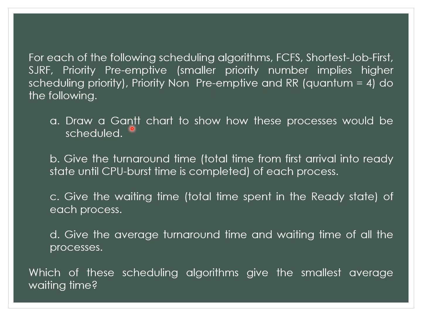First question, draw a Gantt chart to show how these processes would be scheduled. Give the turnaround time of each process. Give the waiting time of each process. Give the average turnaround time and waiting time of all the processes. And finally, which of these scheduling algorithms gives the smallest average waiting time.